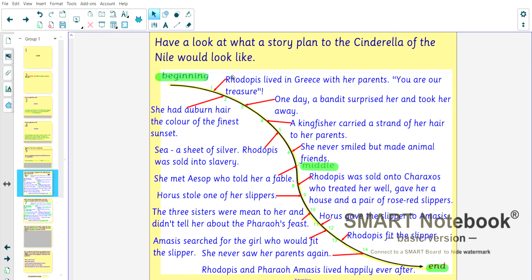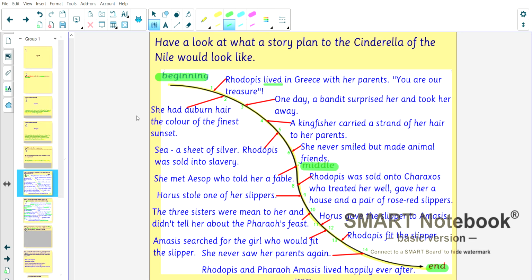And let's just check whether the events are in fact sequenced correctly, whether they are put in order correctly. And just notice that it is in the past tense, so we have the suffix ed. So first, Rhodopis lived in Greece with her parents. You are our treasure. Second, she had auburn hair, the color of the finest sunset. Third, one day a bandit surprised her and took her away.